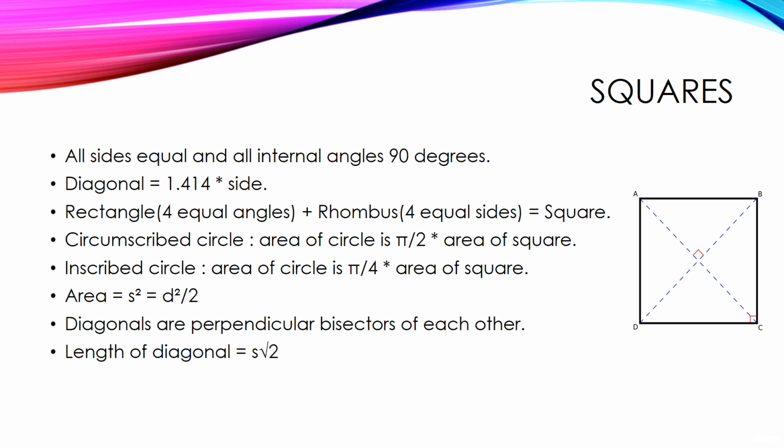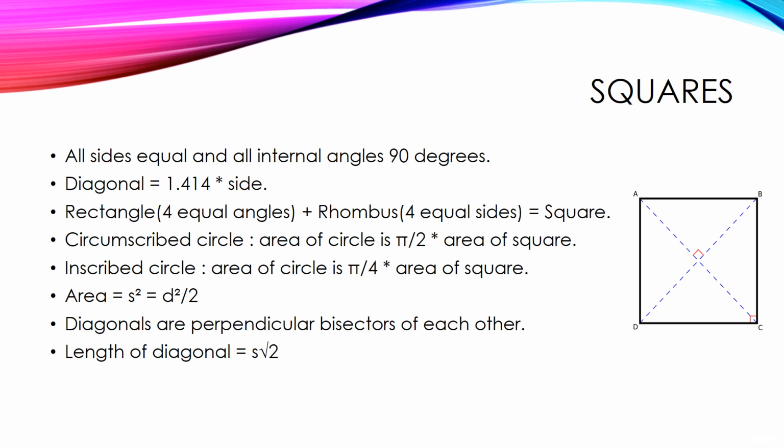Like most quadrilaterals, the area is the length of one side times the perpendicular height. So, in a square, this is simply area equals s squared, where s is the length of one side. The diagonals method: if you know the length of the diagonals, the area is half the product of the diagonals. Since both diagonals are congruent, this simplifies to area equals d squared by 2, where d is the length of either diagonal.